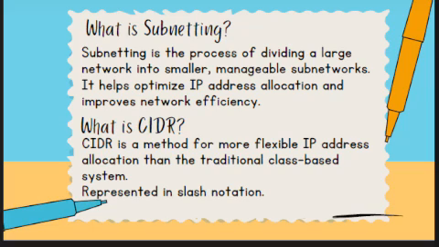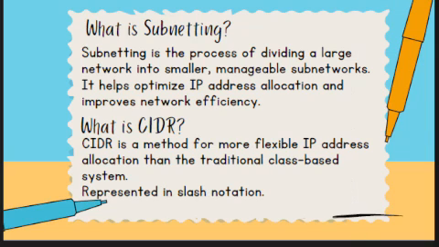Let's see what is CIDR. CIDR is a method for more flexible IP address allocation than the traditional class-based system, represented in slash notation. Example: /24 indicates 24 bits for the network. CIDR allows for breaking free from rigid IP classes, giving us more efficient ways to manage IP address spaces. Think of it as the modern, smarter approach to IP allocation.